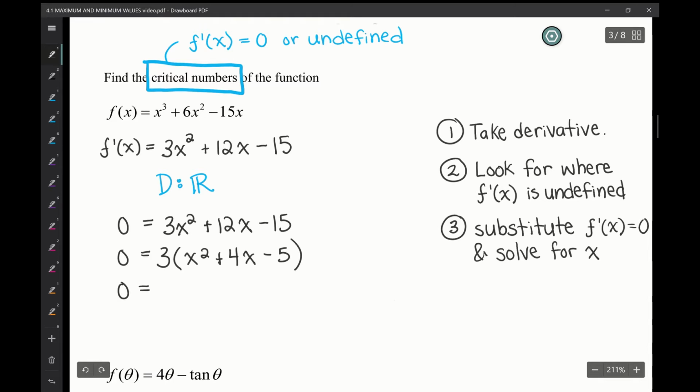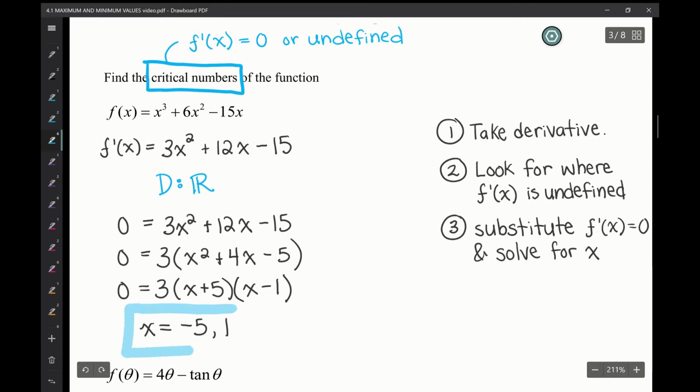We can then factor the x squared plus 4x minus 5. So we get 3 times the quantity of our first factor could be x plus 5. And then the next factor would be x minus 1. Then we can use the zero product property in order to solve for x. So we have x plus 5 is equal to 0 when x is equal to negative 5. And x minus 1 is equal to 0 when x is equal to positive 1.